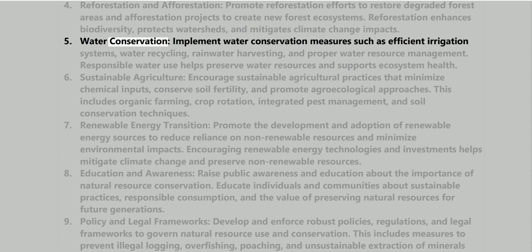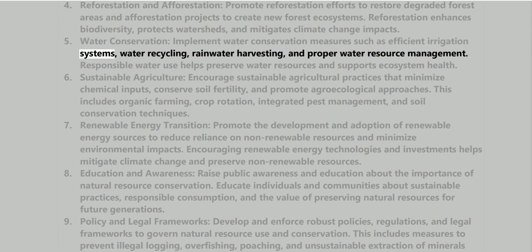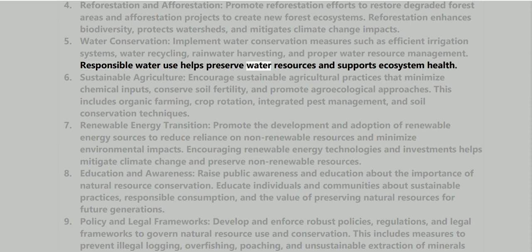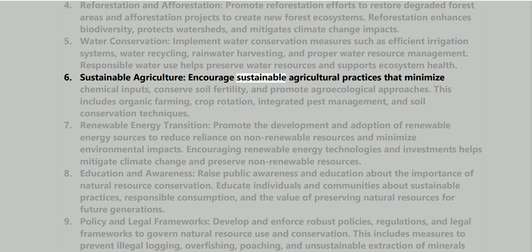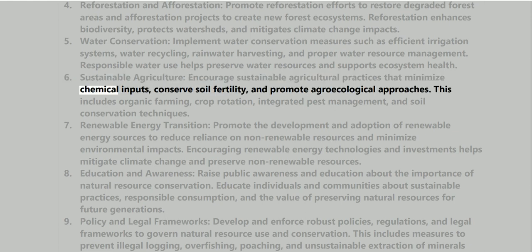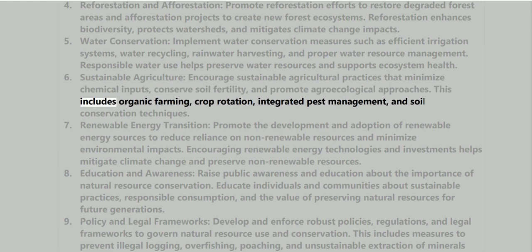5. Water conservation. Implement water conservation measures such as efficient irrigation systems, water recycling, rainwater harvesting, and proper water resource management. Responsible water use helps preserve water resources and supports ecosystem health. 6. Sustainable agriculture. Encourage sustainable agricultural practices that minimize chemical inputs, conserve soil fertility, and promote agroecological approaches. This includes organic farming, crop rotation, integrated pest management, and soil conservation techniques.